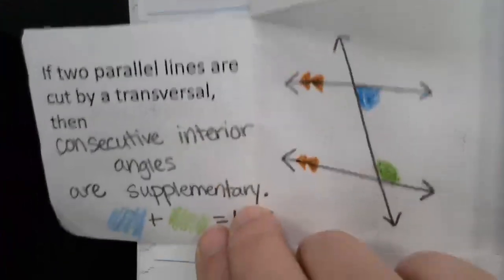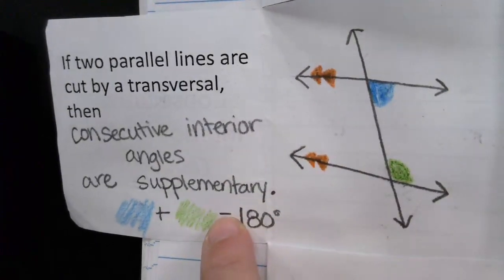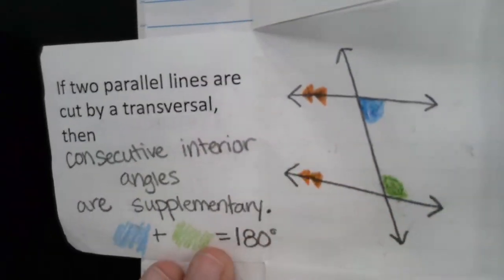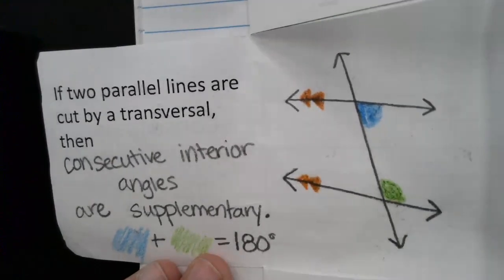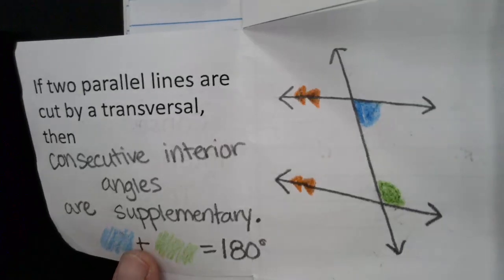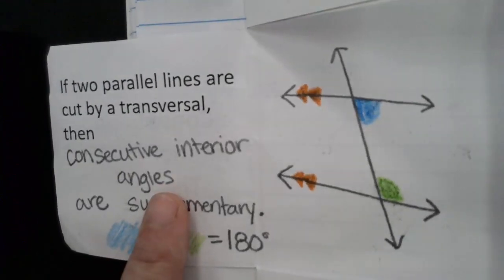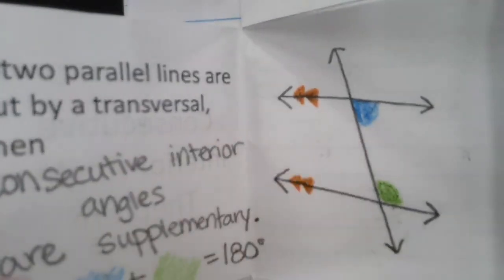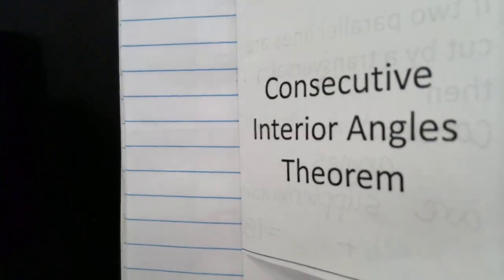Okay, same thing here. If we do consecutive interior, this was if two parallel lines are cut by a transversal, then the consecutive interior angles are supplementary. So we're going to just do it backwards. If we see supplementary angles that are consecutive interior, then the two lines are parallel. So as we go back to this paper here, which I totally have ready to go.